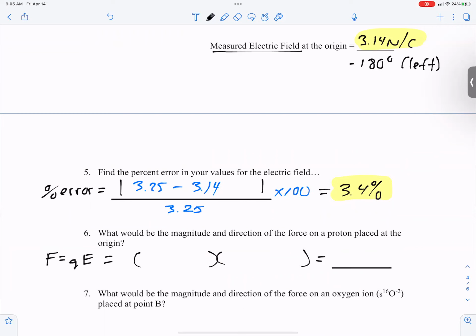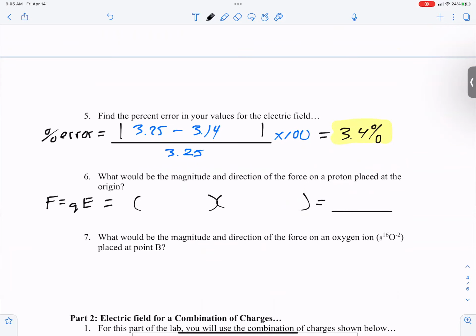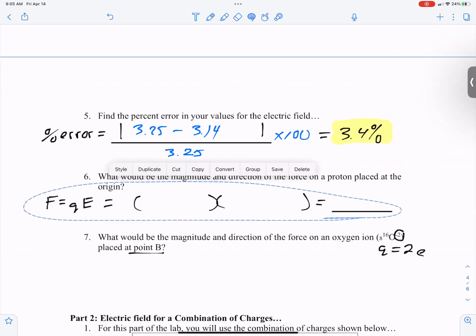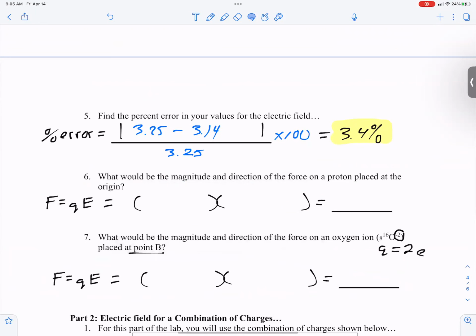I will let you finish this one out yourself. What would be the magnitude and direction of a force of an oxygen ion? Remember, an oxygen ion has a charge of 2e, like we did earlier, placed at point B. Again, I will let you go ahead and try this calculation yourself.